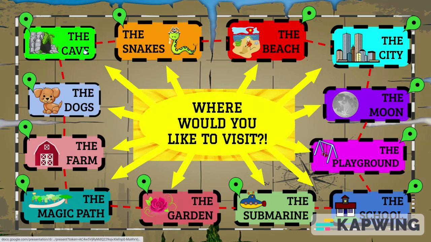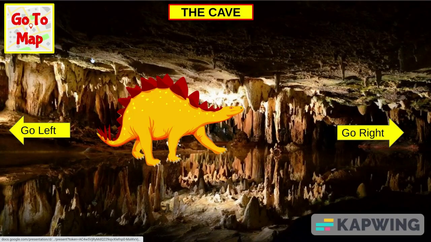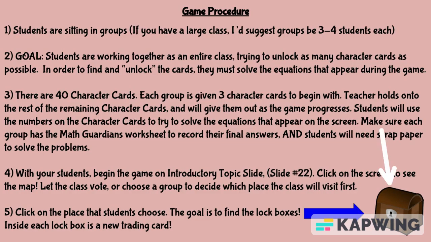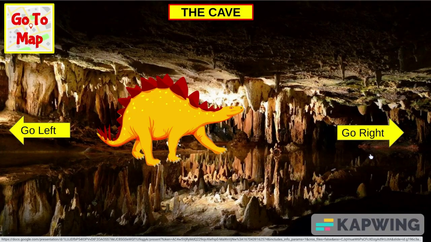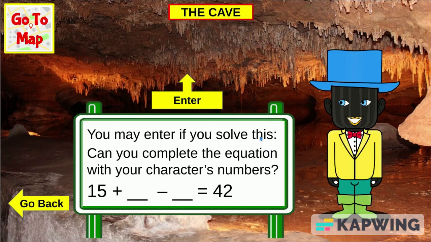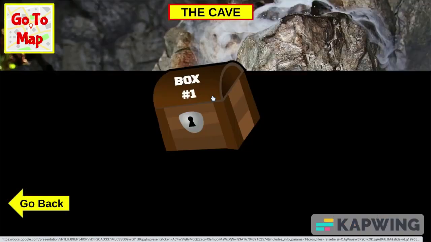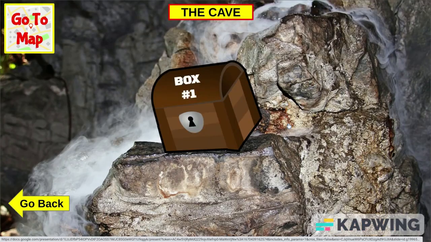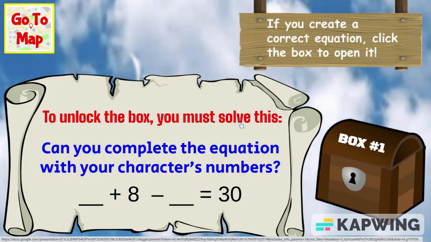Once students decide on a place to go, obviously you're going to click on that place and the journey will begin. The goal is to find the lockboxes that you see here on the screen. Inside each lockbox is a new trading card. However, to open those boxes, students will have to do a little bit of math first. Throughout the map, different challenges and lockboxes will be found. Sometimes there'll be a mathematical challenge that's presented to them, and they are going to have to figure it out in order to advance further in the game.